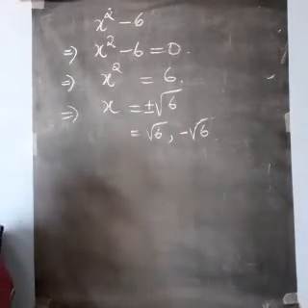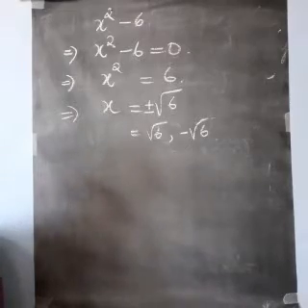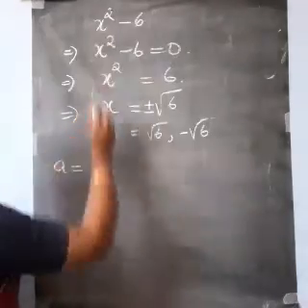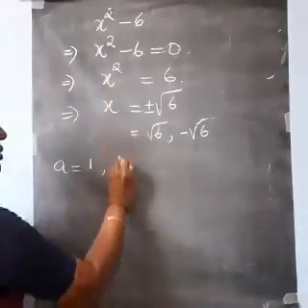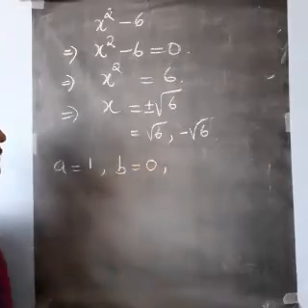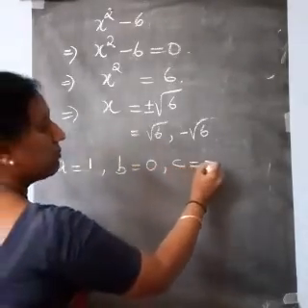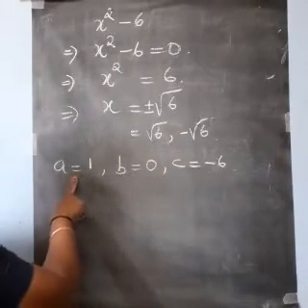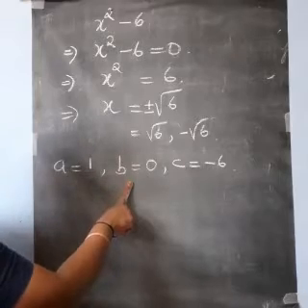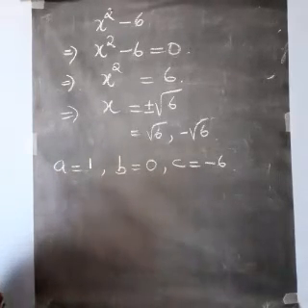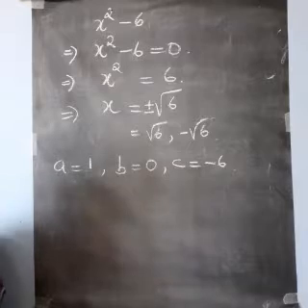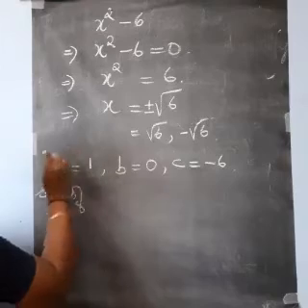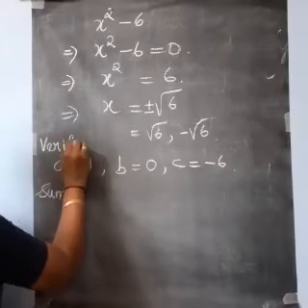Now let us verify the relationship between the zeros and its coefficients. From this polynomial, what is a equal to? A is equal to 1. And what is b equal to? There is no middle term. So b is 0. And what is c equal to? Minus 6. So we have got the coefficient of x squared as a, the coefficient of x term as b, and the constant term as c. Now let us verify the relationship. So what is sum of zeros equal to? So actually here you have to write verification and do it. Okay.